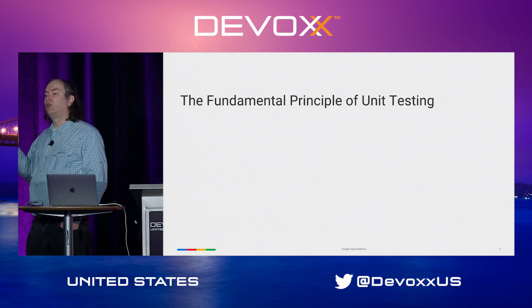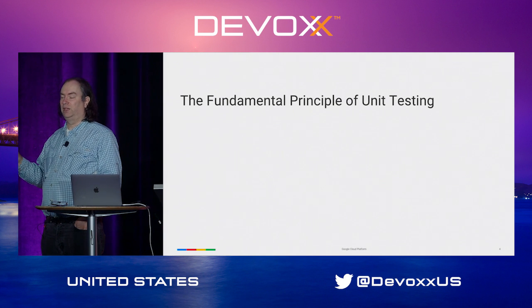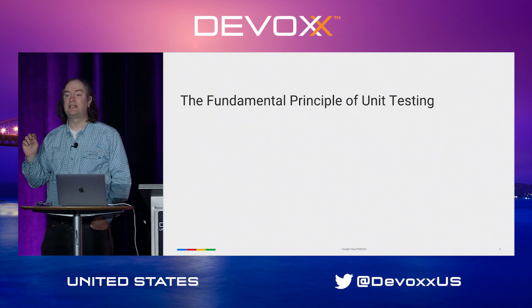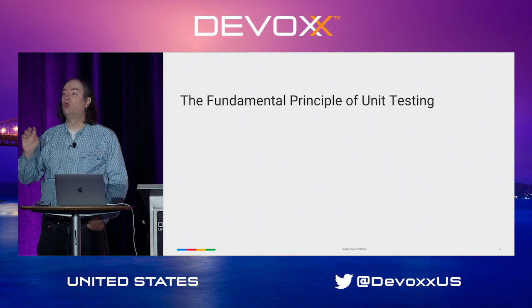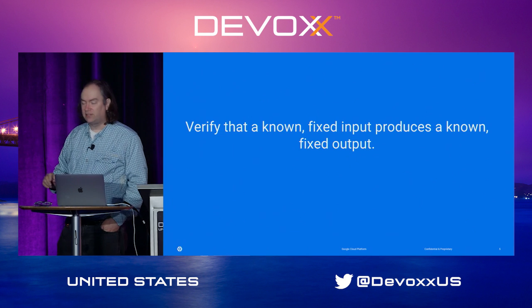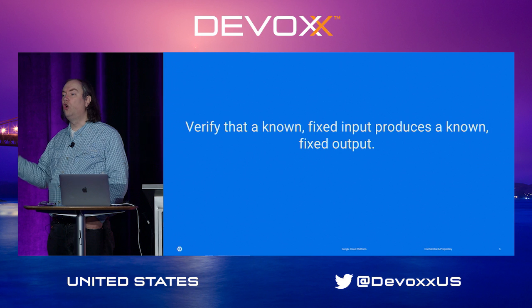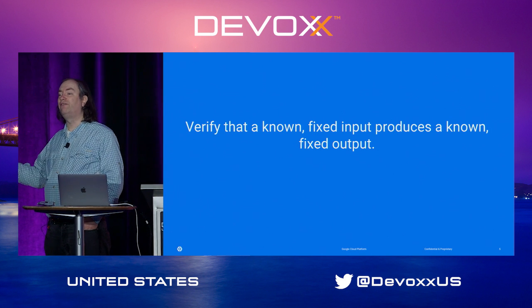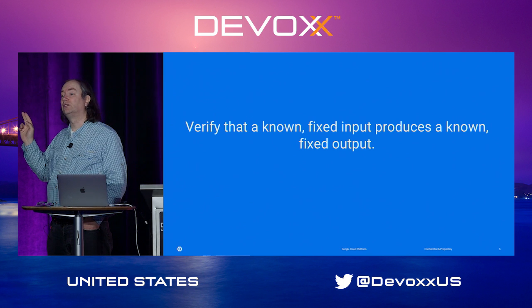Now, I'm going to begin with what I think of as the fundamental principle of unit testing in any language, in any framework. This is something that is often missed. What is a unit test? At its base, it's a piece of code that verifies that a known fixed input produces a known fixed output. Known and fixed are very important.